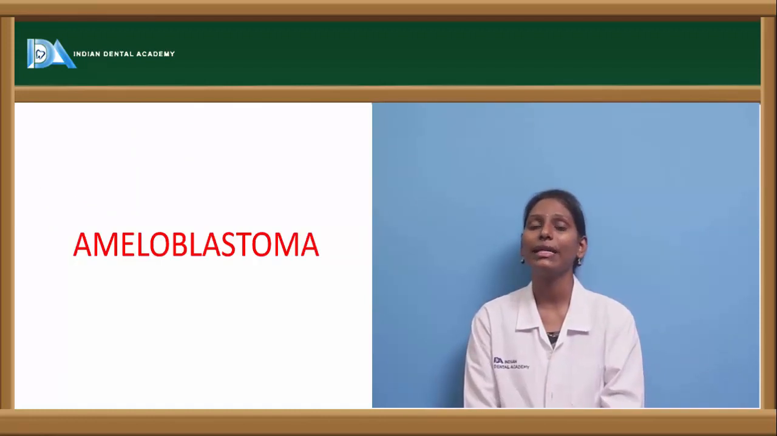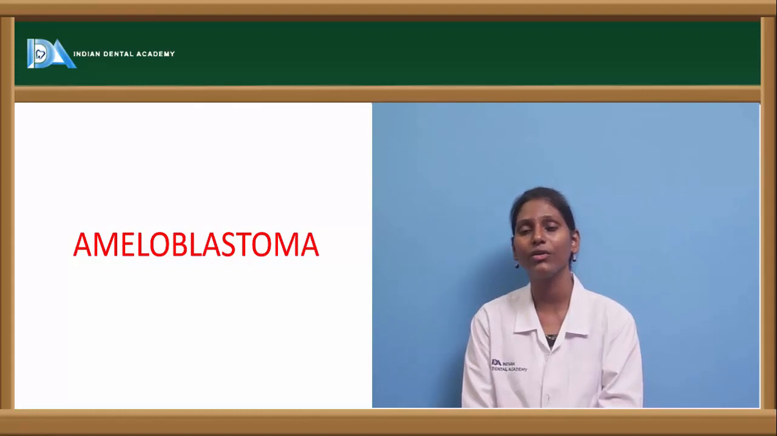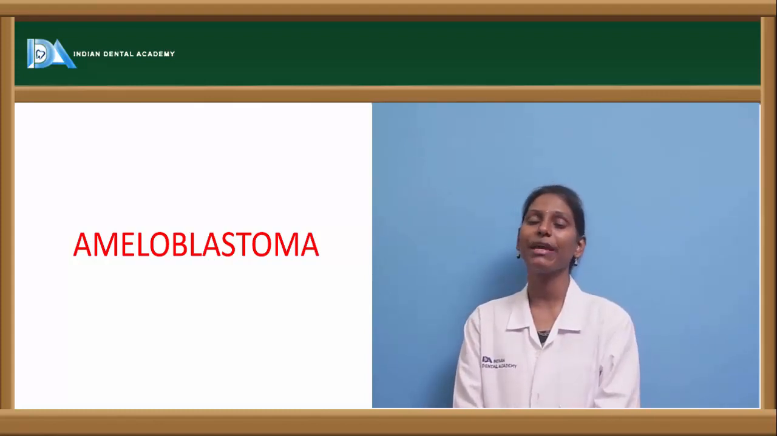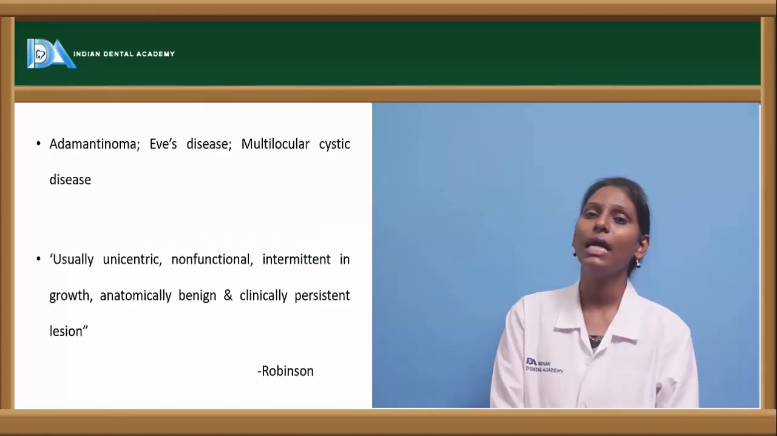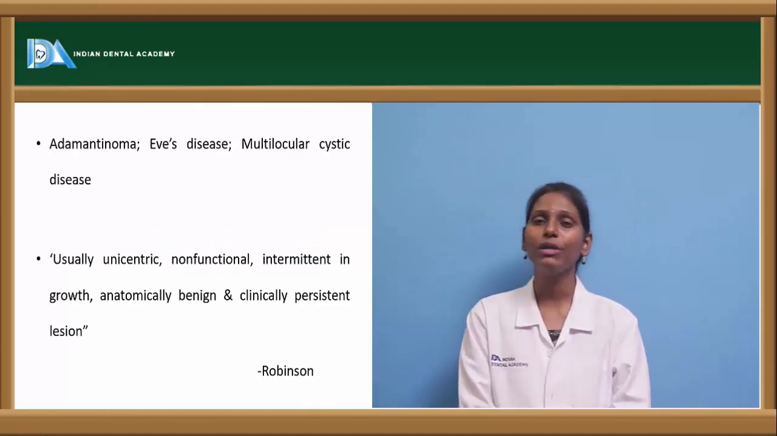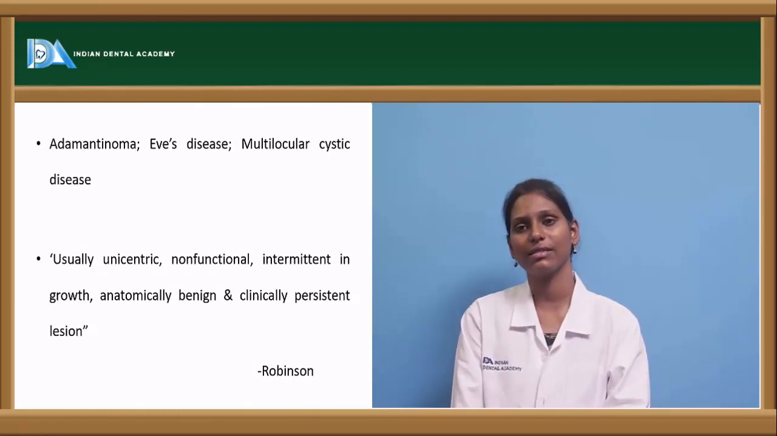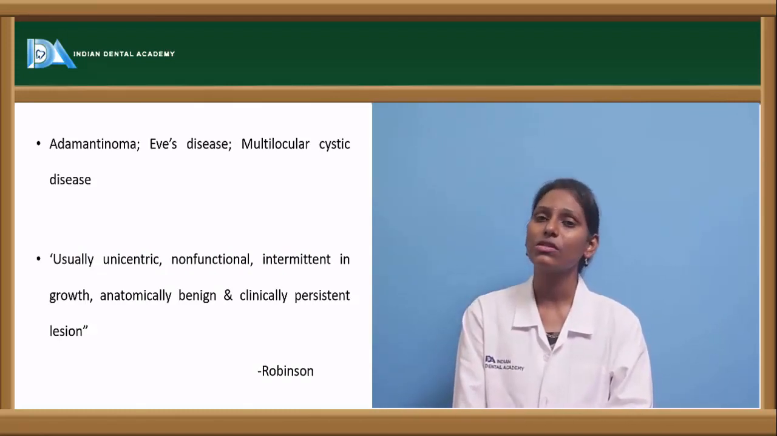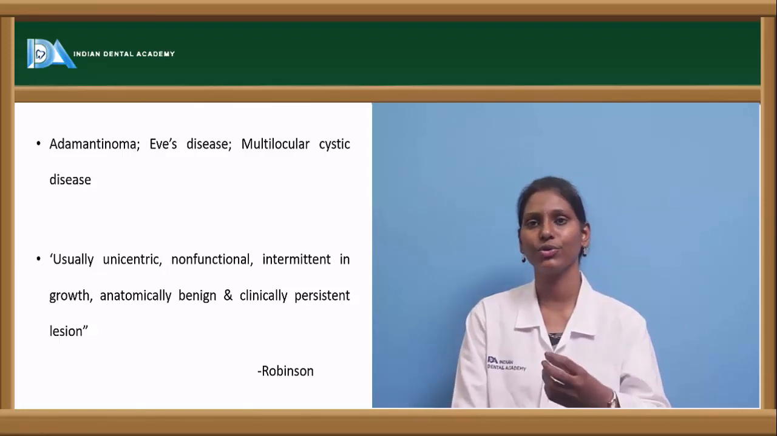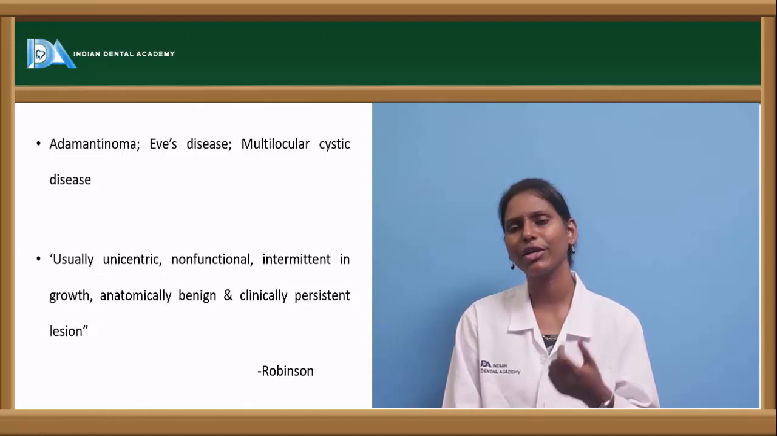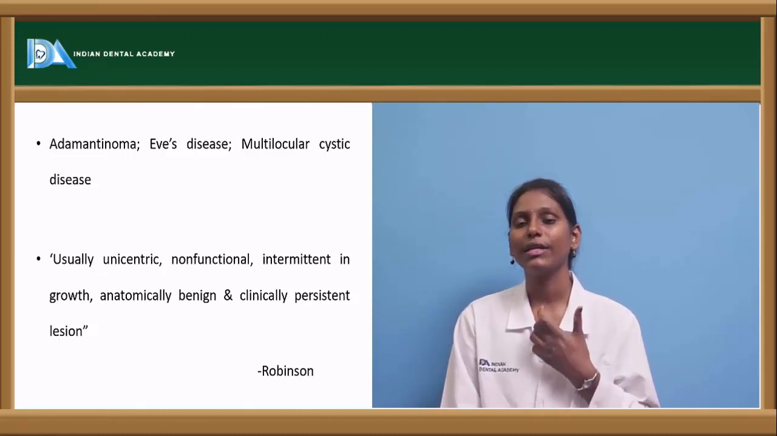Okay, so dentigerous cyst is one of the most important cysts usually encountered in your routine dental practice. Then we have something called ameloblastoma. Ameloblastoma is again a benign tumor, also called adamantinoma, Eve's disease, or multilocular cystic disease. Initially, it was thought to be a tumor making proliferation of hard tissue, because amelo is nothing but your enamel, right?